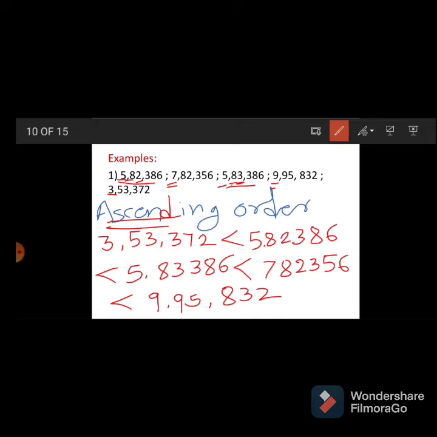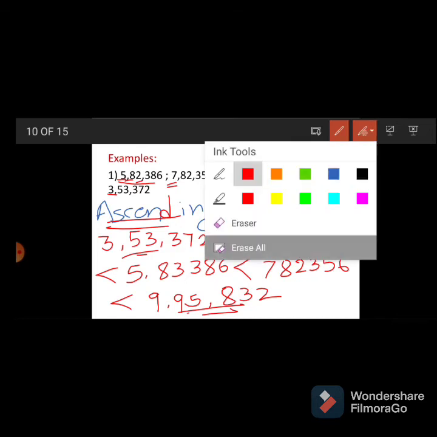Now we have written the ascending order, but now see the descending order. What do we have to do? Exact opposite. We have to go from greater number to smaller number. Which number will come first?